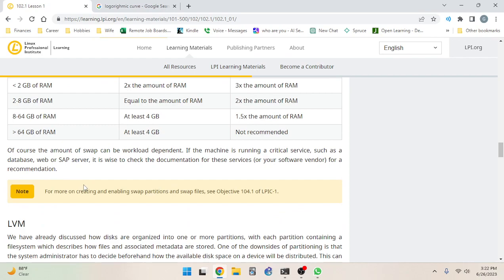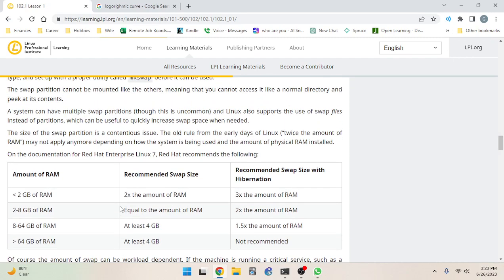Of course, the amount of swap can be workload dependent. If the machine is running a critical service such as a database, web, or SAP server, it is wise to check the documentation for these services or your software vendor for a recommendation. Note, for more on creating and enabling swap partitions and swap files, see Objective 104.1 of LPIC-1. We'll get to that later.